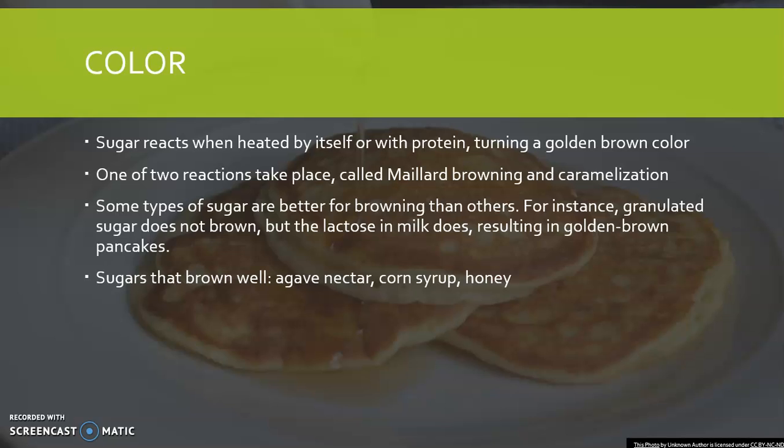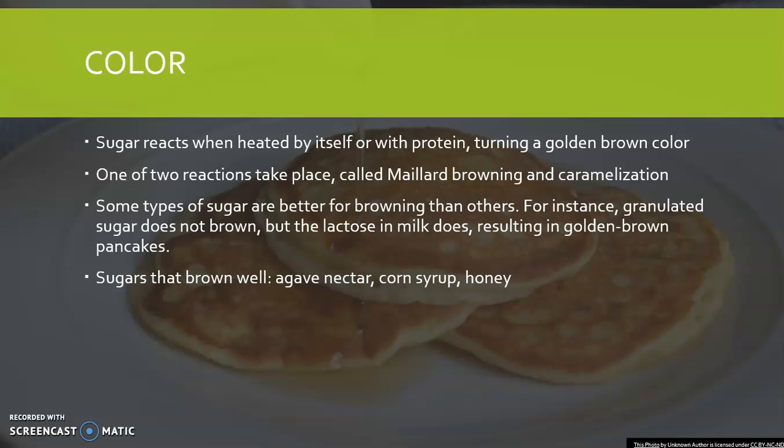Next, we're going to talk about color. Now, this one's a little unexpected, but sugar does affect the color of your baked good. So sugar reacts when heated, either by itself or with protein, and it turns into a golden brown color. And this is because of a chemical reaction. There are two different chemical reactions that might be taking place. One is called Maillard browning, and the other is caramelization. You don't have to remember the names of those chemical reactions, but do remember that sugar, when it's heated, will react and turn a golden brown color.